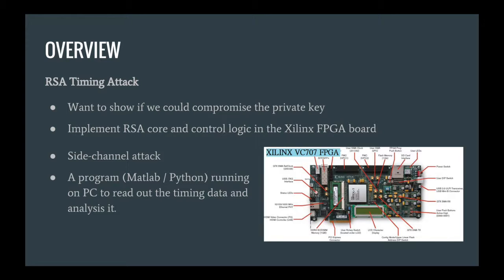Based on the input, the time needed for calculation will be different. For example, calculating 3 times 5 is much faster than calculating 123 times 446. We used our implementation on the FPGA board to collect the timing information of how long the RSA takes to finish encryption. Then we wrote a program on the PC side to read the data out and analyze it. We want to see if we could find a link between the time and the private key used.